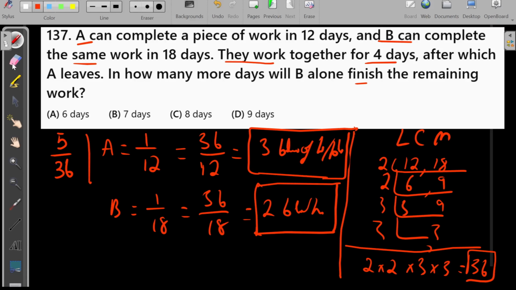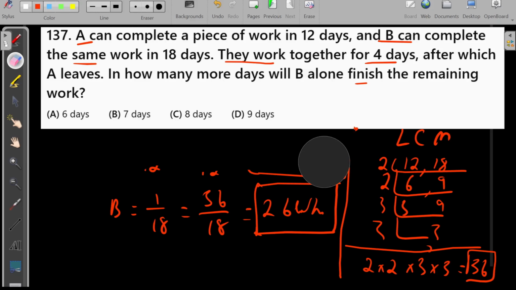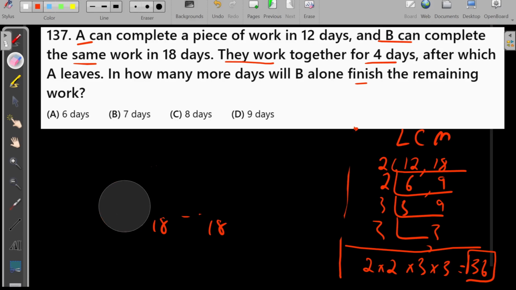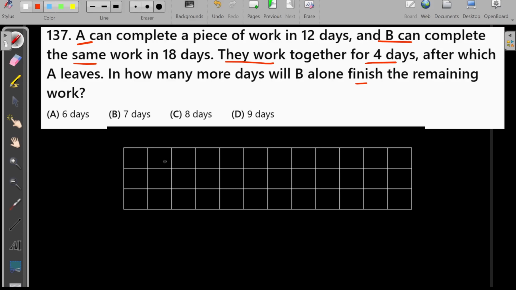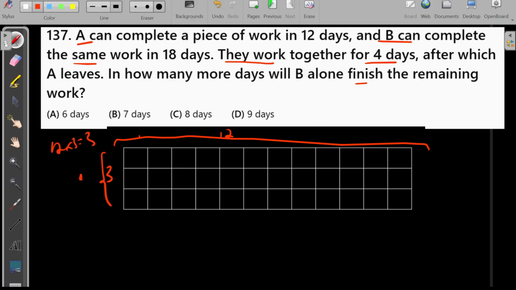Let's visualize this using an actual rectangular block to represent the total number of work. If I do 12 times 3, that would give me 36. As I already told you, this 36 here represents the total work. So here this is my block and this represents the total number of work. If we count them, there are 12 columns of blocks and 3 rows. If I do 12 times 3, that would give me 36 total work.